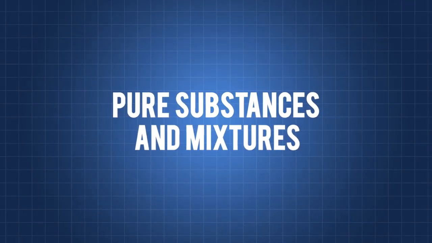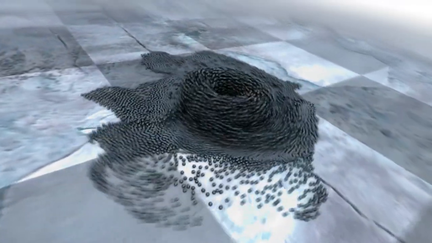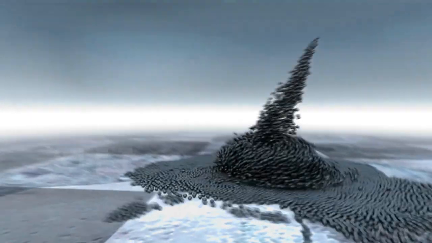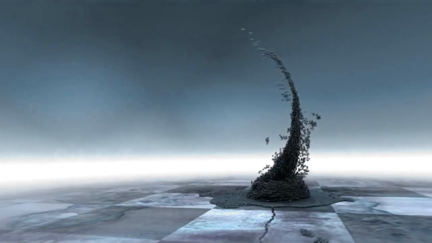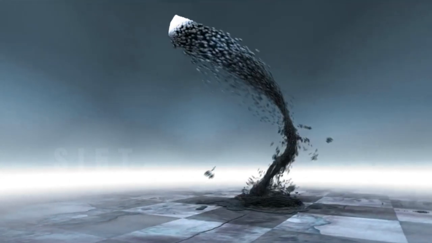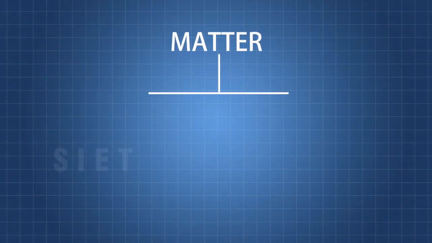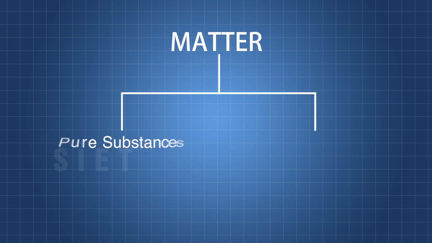Pure substances and mixtures. Each of the substances that we use is made up of tiny particles. Matter present in our surroundings can be classified as pure substances and mixtures depending on their nature.